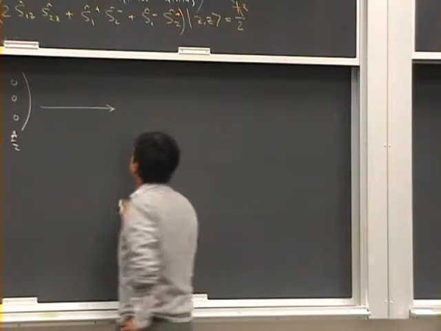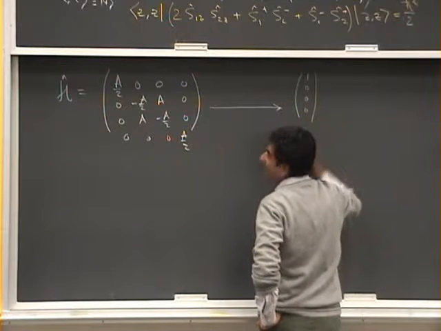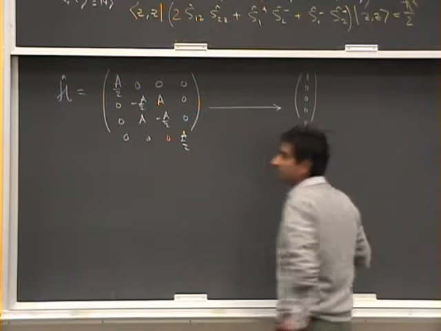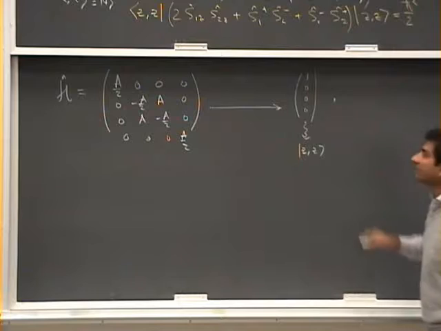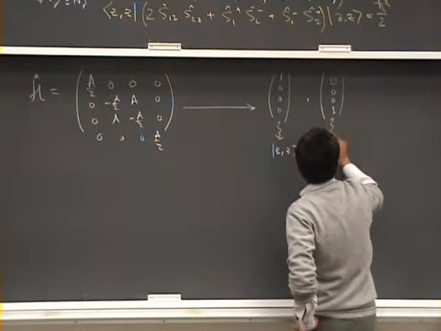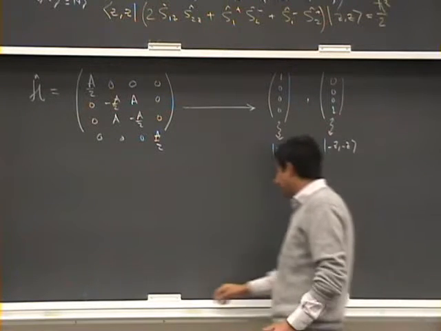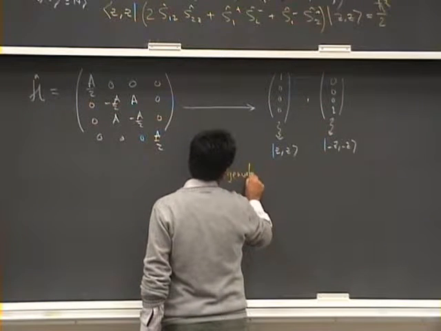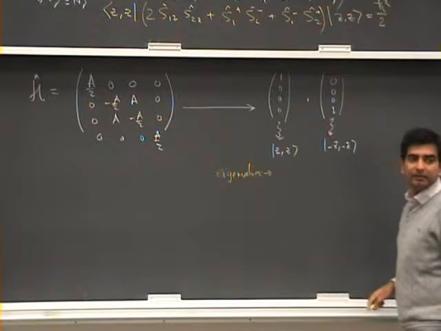Okay, so this is one eigenstate. One eigenstate is 1 0 0 0, which really is ket plus z, plus z. Another eigenstate is, as Ali mentioned, 0 0 0 1. This state is minus z, minus z. And the corresponding eigenvalues. What's the eigenvalue corresponding to this eigenstate? A by 2.